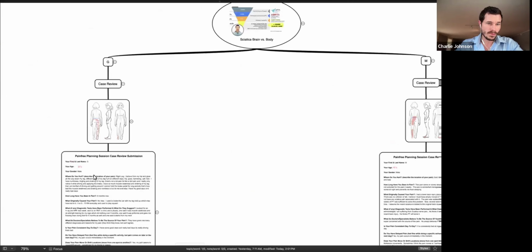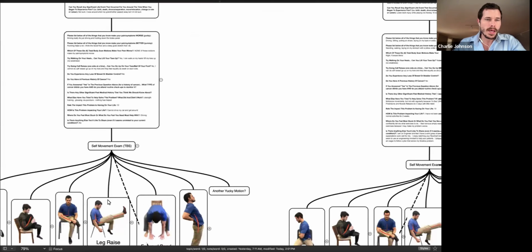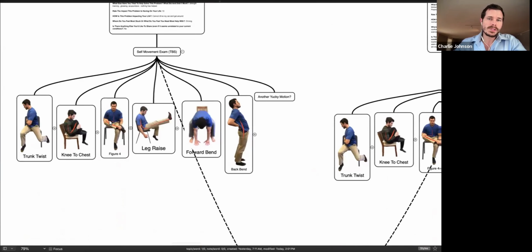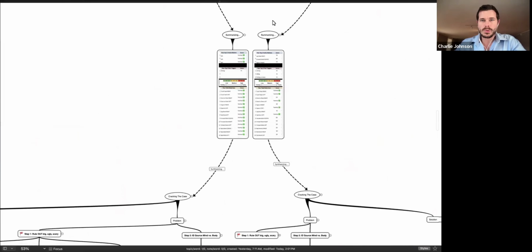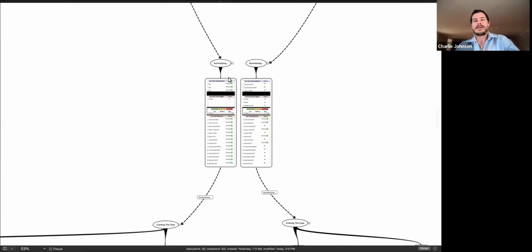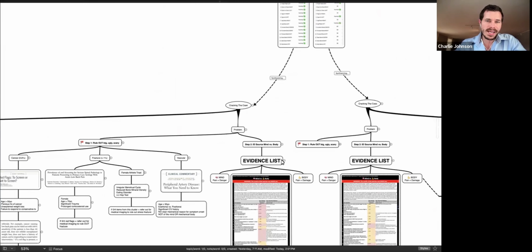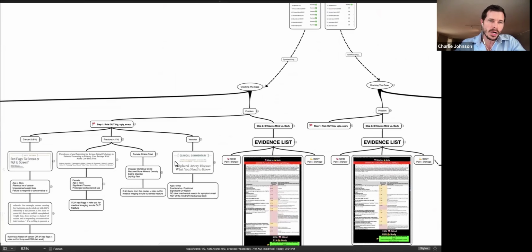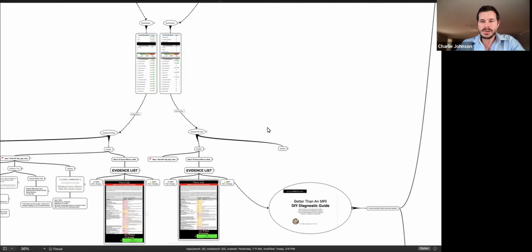So we're going to review their case, what they submitted to me prior to their interest in working together, and the results of their self-movement exam that I have everyone go through. We're going to synthesize the results of that movement exam, what it means and the things that aggravate the problem. We're going to crack the case and identify exactly what's going on, and I will show you specifically how you can do that.